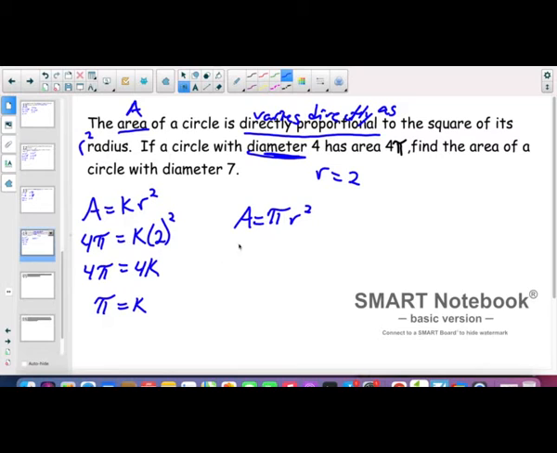Well, we're trying to find the area. So A equals pi r squared. If the diameter is 7, wouldn't r be 7 over 2? So we got 7 over 2 squared. So my area is equal to pi times 49 over 4. Remember, when you square 7 halves, that's 7 halves times 7 halves. 7 times 7 is 49, 2 times 2 is 4. And we can just simplify that as 49 pi over 4.